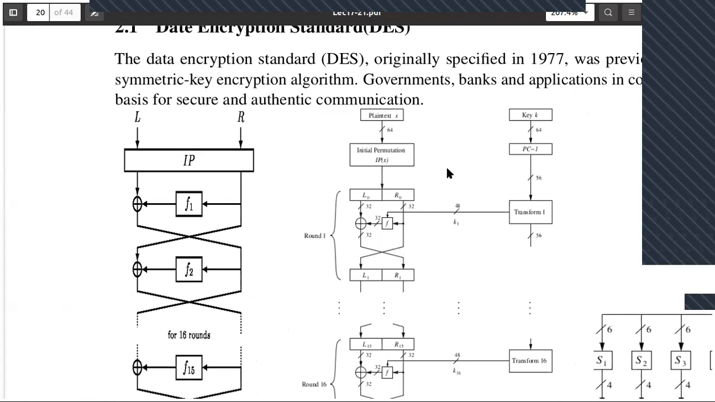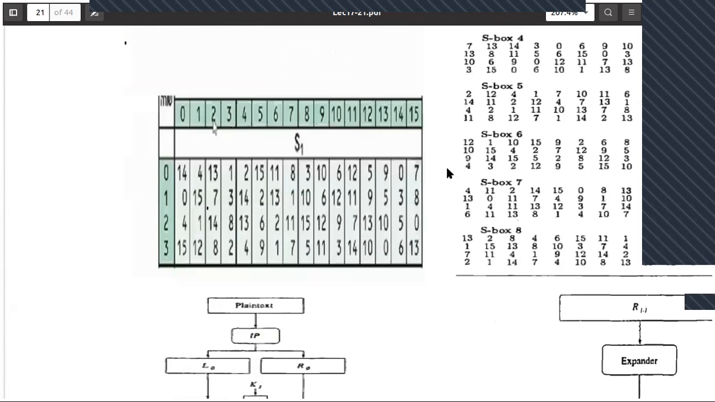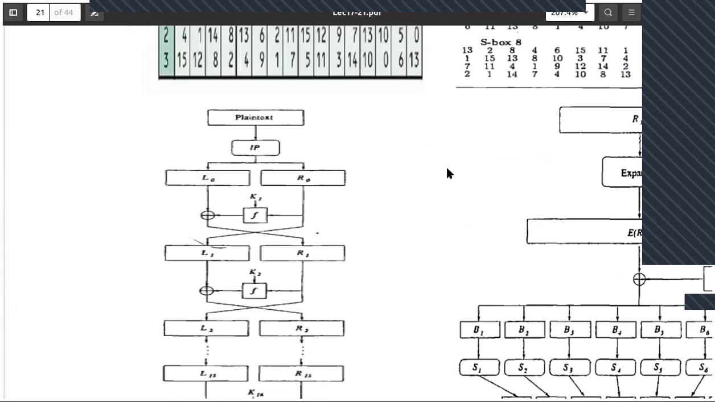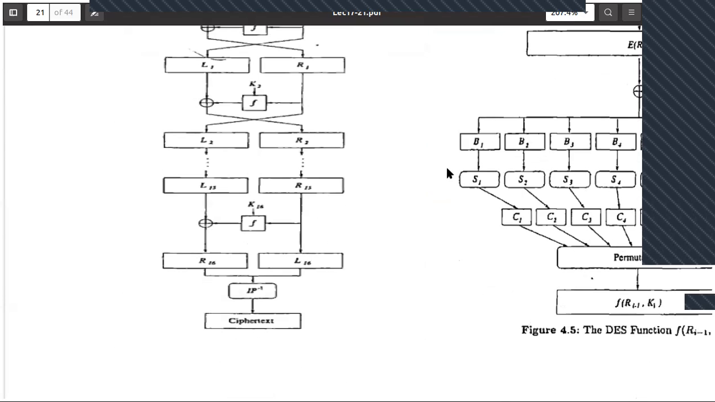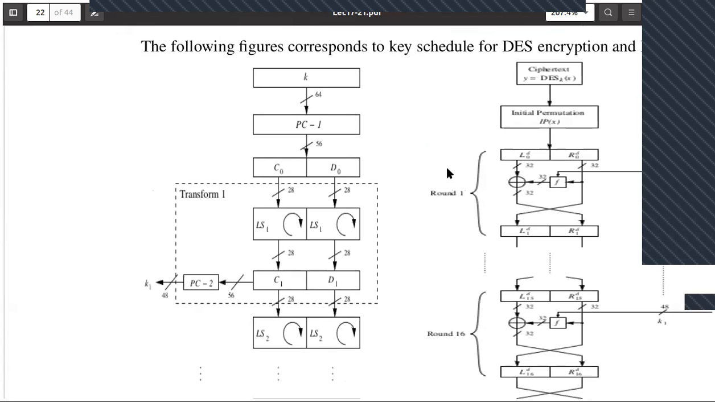So here you can see all the pictures right now. L and R, this is the original one, right? We understand these boxes. We understand that plain text initial L0 R0 and K1 are given to F1. Now L1 and R1 are formed, K2 will be given to F, right? Like that we do the operations, and we understand this.